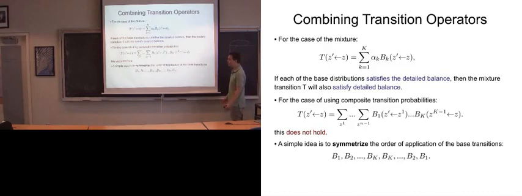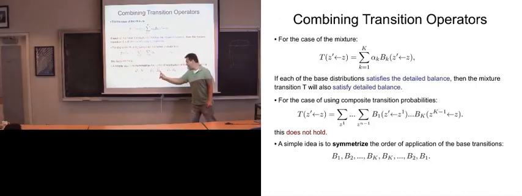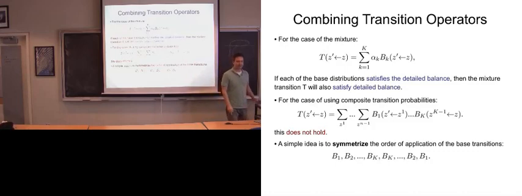But what people typically do is symmetrize the order of application of the base transition operators. So you start with B1 to BK, and then you apply again BK, going all the way to B1. So in this case, if each one of the B's is reversible, the whole composition is going to be reversible.